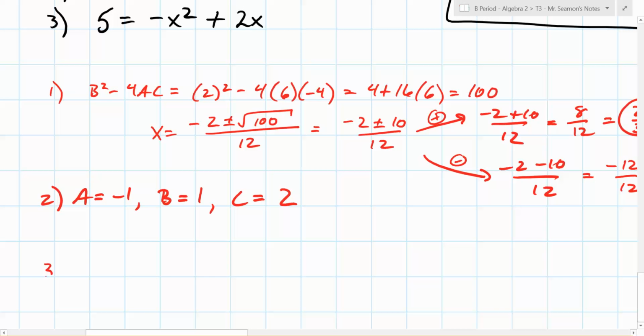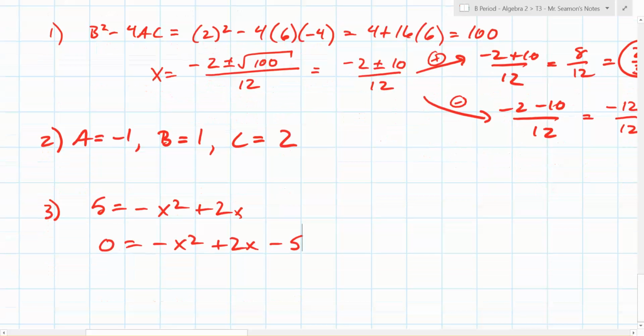We're not going to do the second one now, but for the third one, what do you have to do first on this one in order to get the a, b, and c values? Subtract 5. So what do you end up with? 0 equals negative x squared plus 2x minus 5. So what does a equal in this case? Negative 1. What does b equal? 2. And what does c equal?